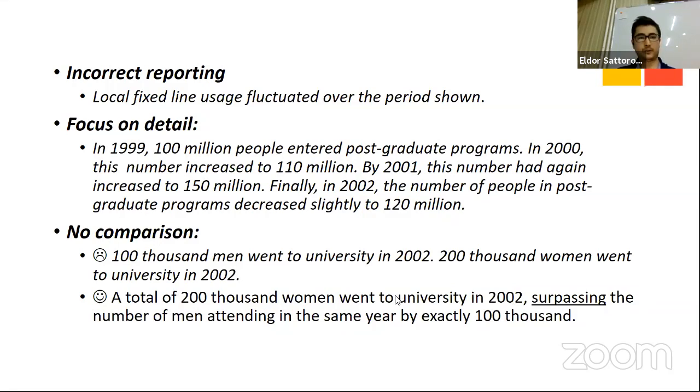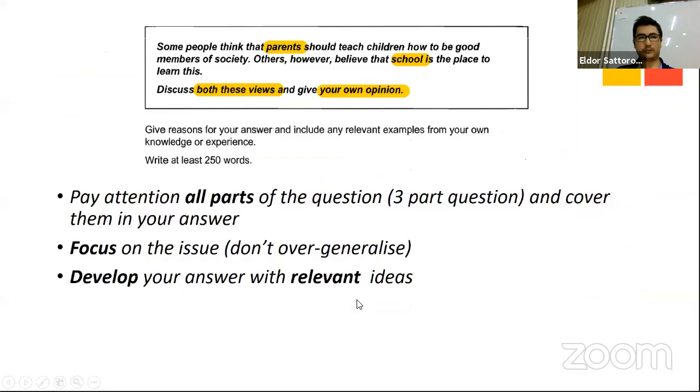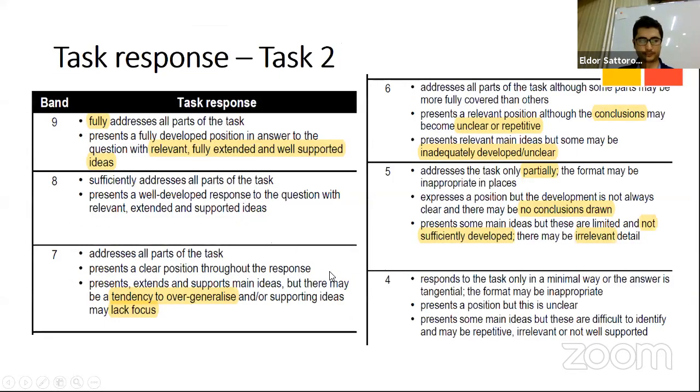Let's have a look at Task 2. Let me do this one. Okay, I got it now. Good. For Task 2, it's task response. Very similar to what you have in Task 1. And again, bands 7 to 9 are the ones that you really have to aim for.